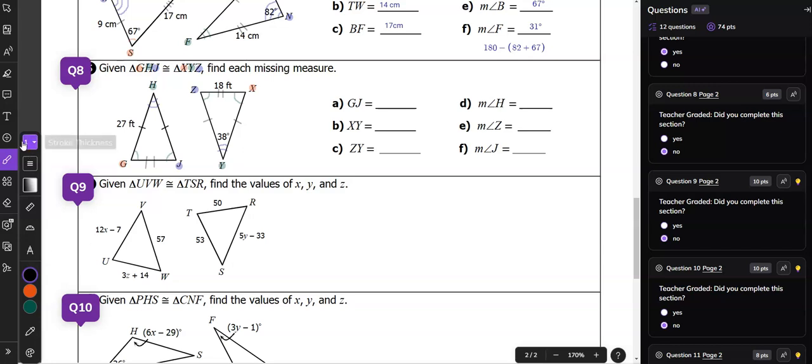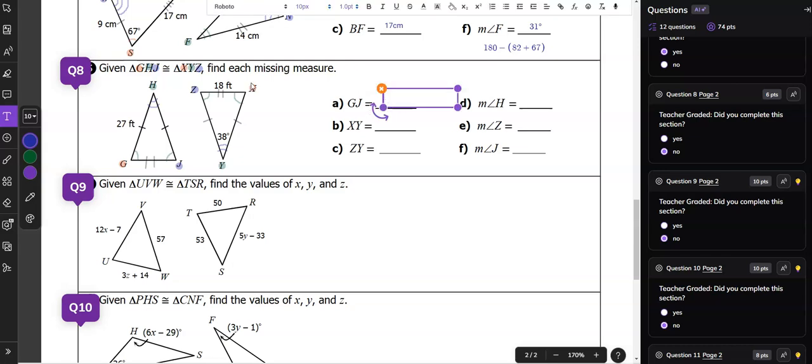So now we're going to put in the measurements. GJ is congruent to XZ, so that means it's going to be 18 feet. XY is congruent to GH, which would make it 27 feet. And ZY is also congruent to those sides, so it is 27 feet as well.